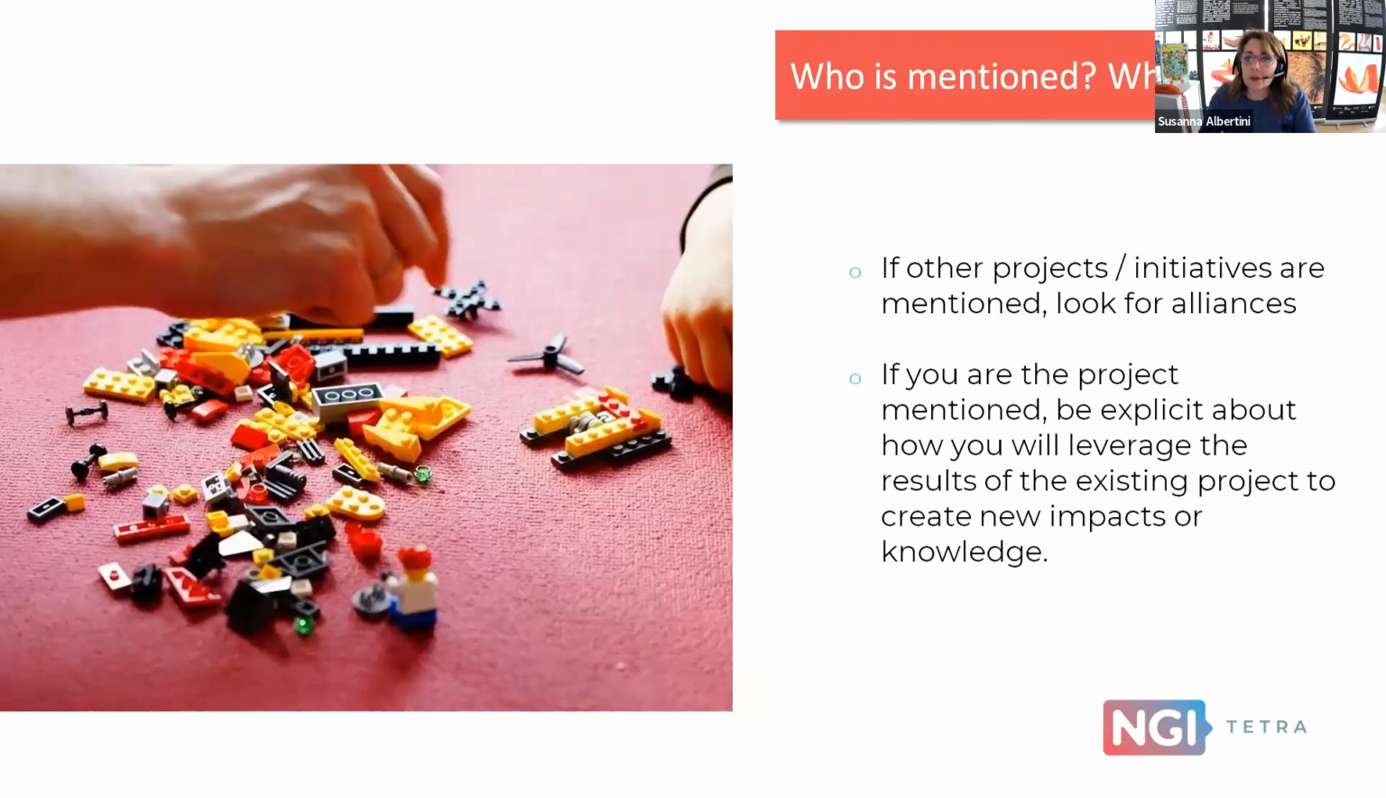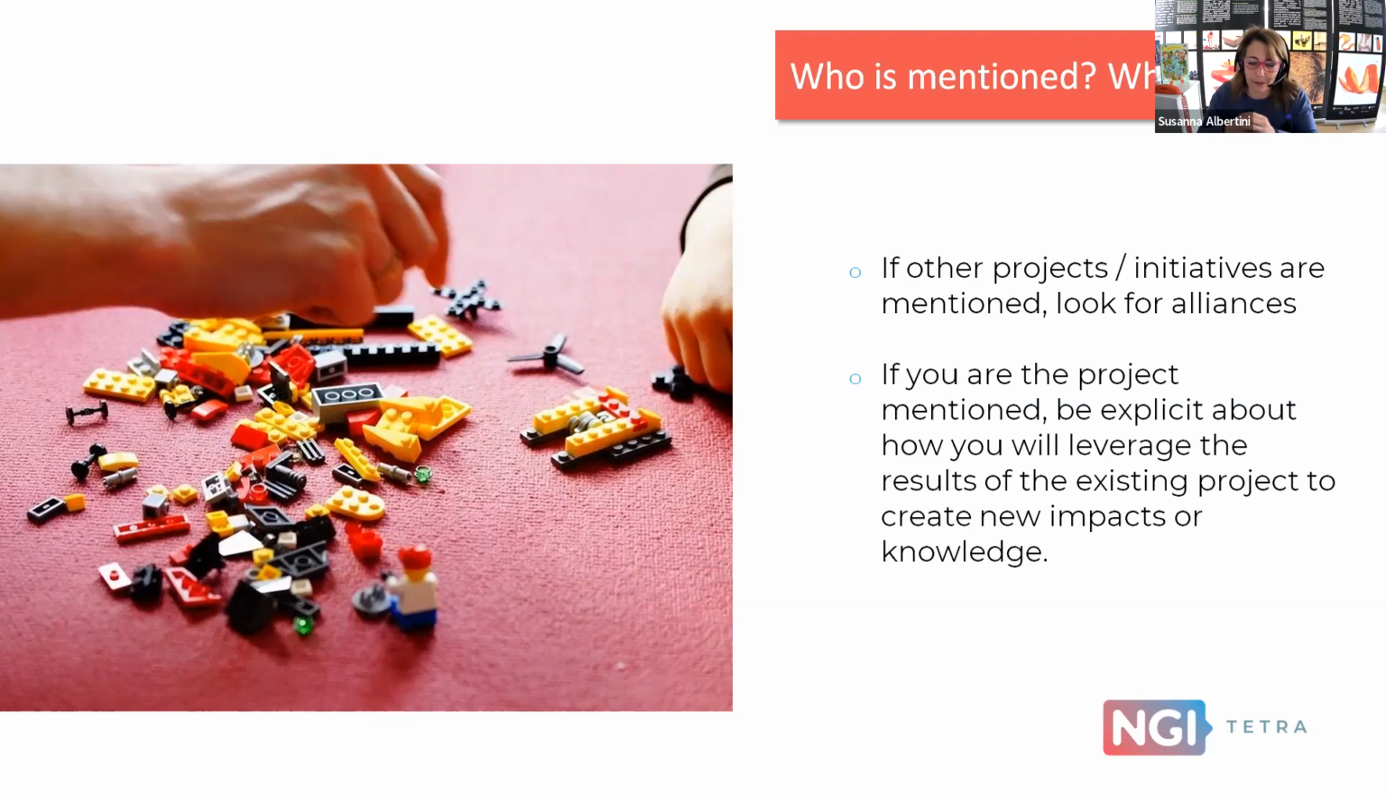So who is mentioned and why? Sometimes there are projects or initiatives that are mentioned. So I suggest you look for alliances. If they are mentioned, it is because there is a reason. If they are competing with you and maybe just one project will be approved, it's not very likely that you will win against us. Although sometimes it happens.